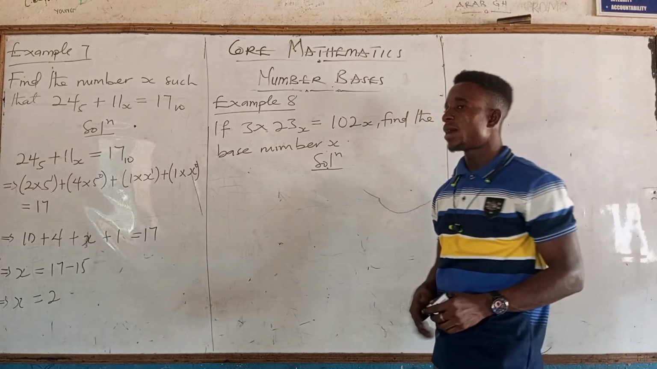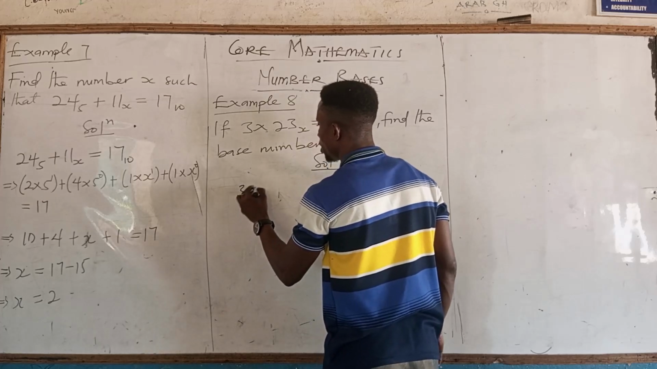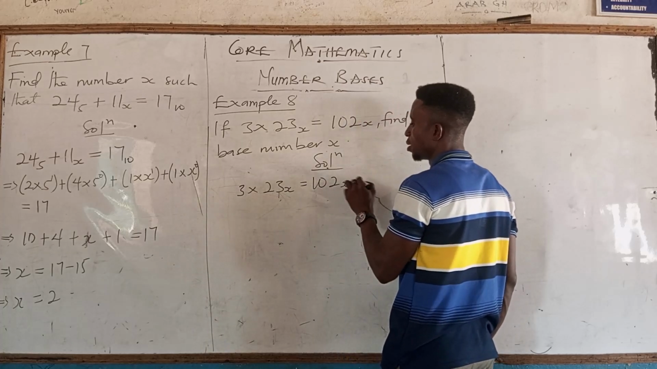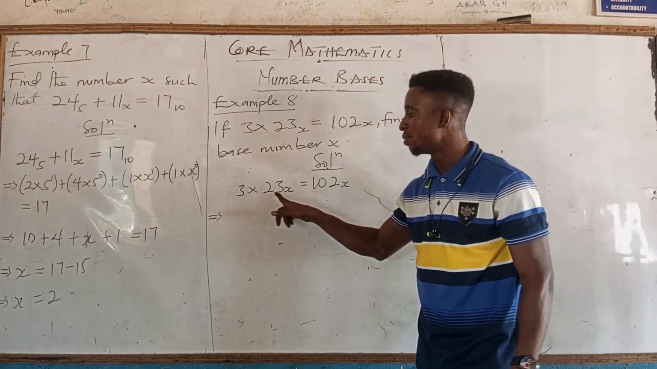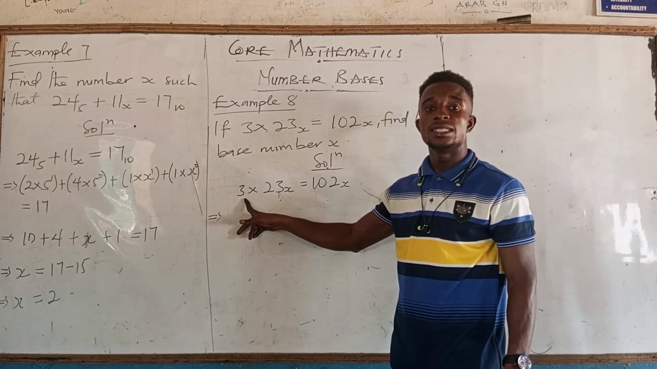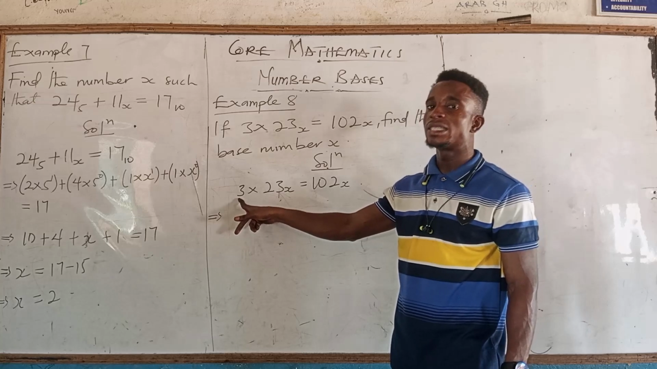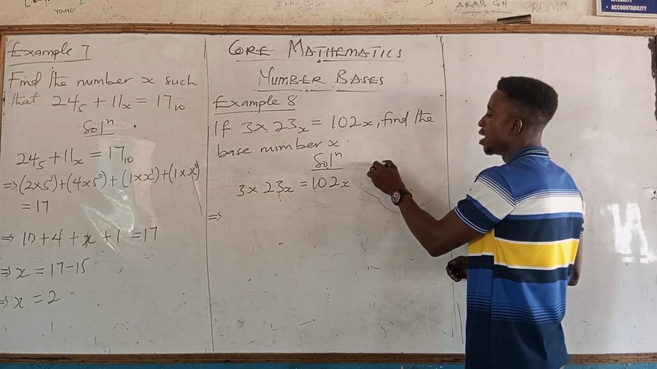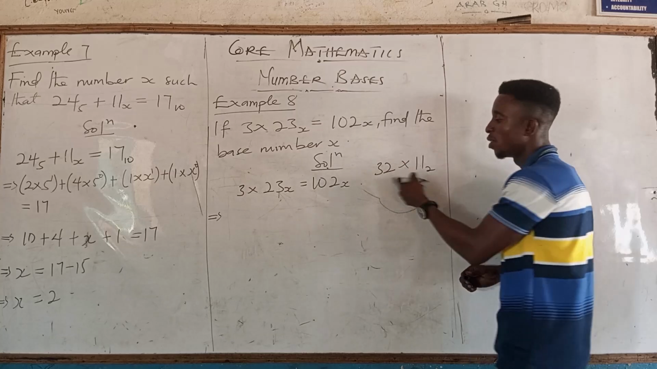Okay, so we have to find the base number x. So first thing is writing the question, that is 3 times 2 3 base x, which is equal to 102 base x. So this implies that. I know what somebody will do first is multiplying this by that. Please and please again. We said if a number has no base or no subscript, meaning it is in base 10, you cannot multiply base 10 by what? Other base. Please, are we getting that? For example, if you are given let's say 32 or 32 times what? 1 1 base 2 for you to multiply.